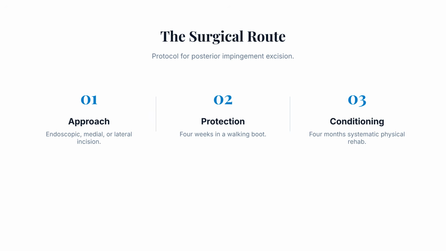When conservative management fails, surgery is an option. Whether using an endoscopic, medial, or lateral approach to remove the impingement, expectations must be managed. The dancer will spend roughly 4 weeks in a protective boot, followed by a mandatory 4 months of systematic, targeted physical rehabilitation. This process cannot be rushed.